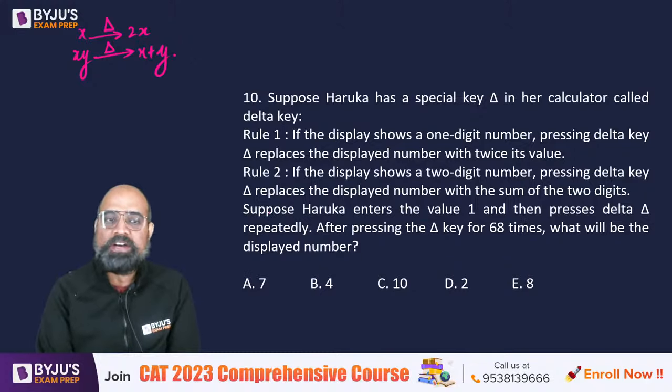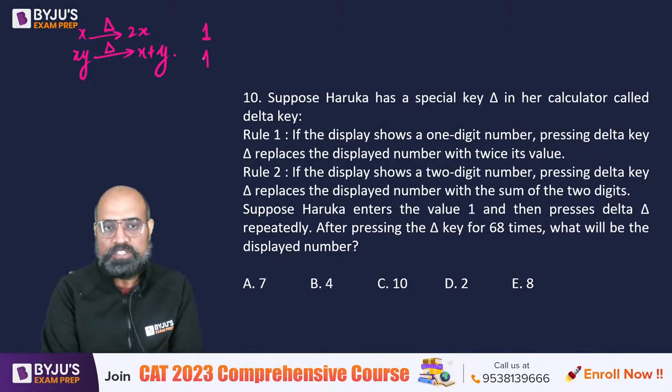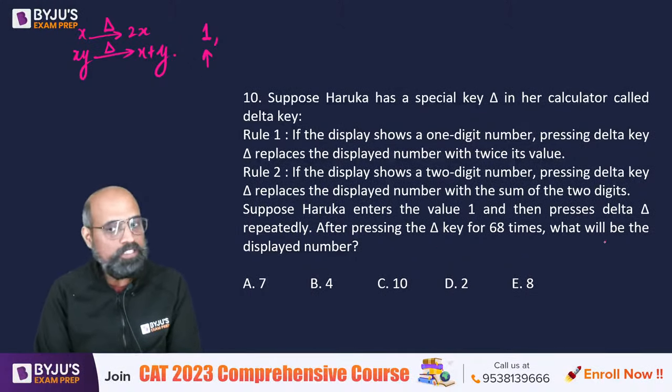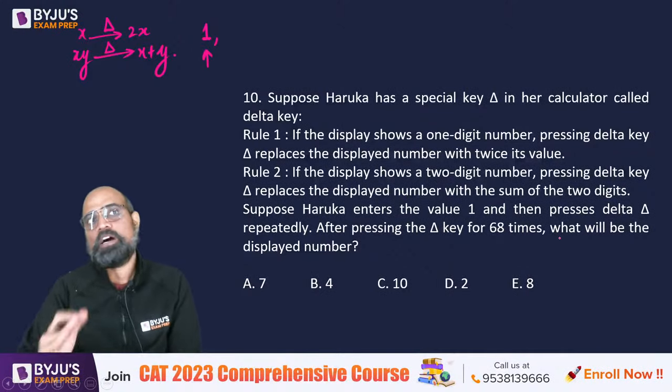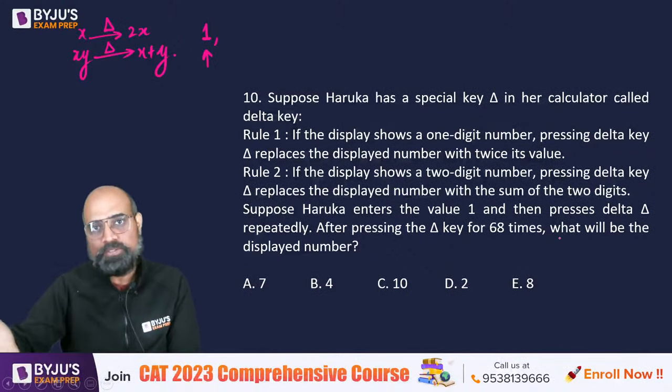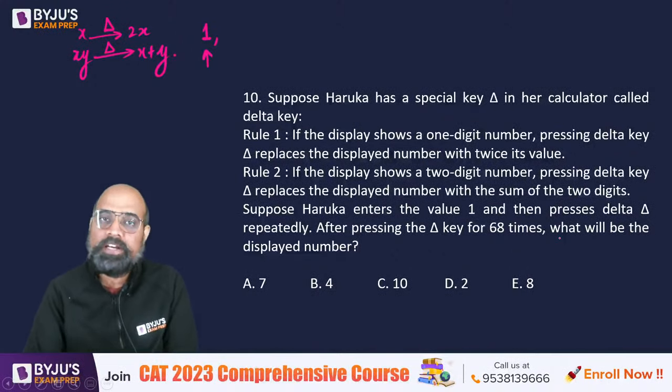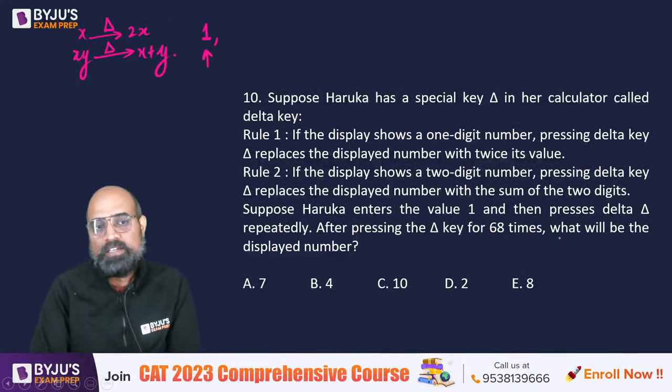Suppose Haruka enters the value 1. So this is what she enters and presses delta repeatedly. After the delta key is pressed 68 times, what will be the displayed number? So we can't really press 68 times and do it. So whenever such a thing happens, there has to be some recurring order, right? There has to be some pattern, some cycle.